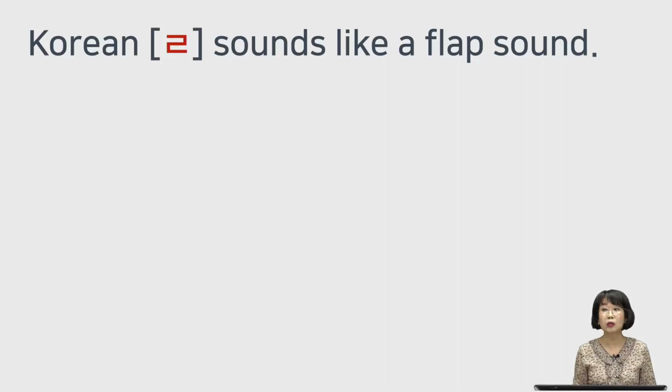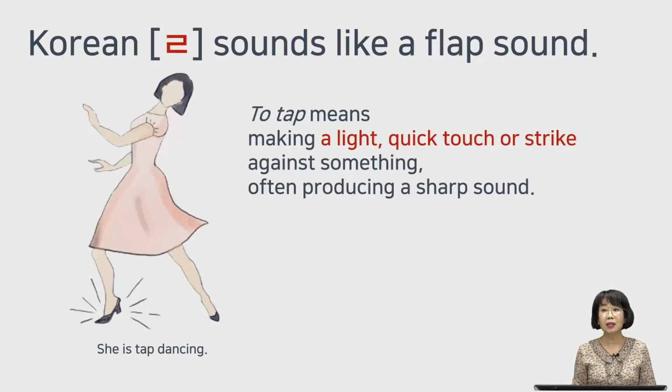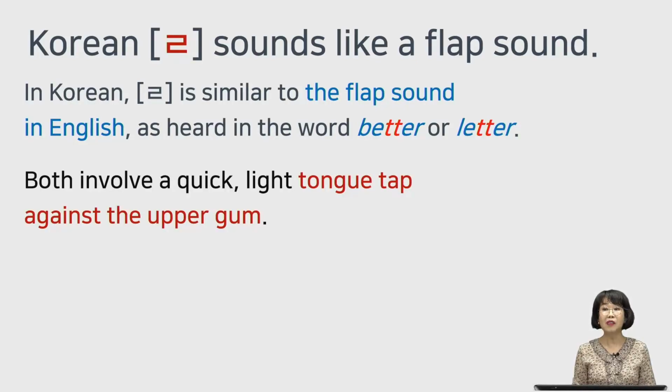Korean 르 sounds like a flap sound. She's tap dancing. To tap means making a light, quick touch or strike against something, often producing a sharp sound. In Korean, 르 sound is similar to the flap sound in English, as heard in the word better, letter. Two t sounds become the flap sound. Both involve a quick, light tongue tap against the upper gum. 르, 르, 르. Better.